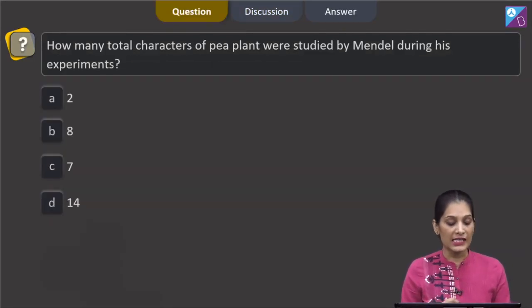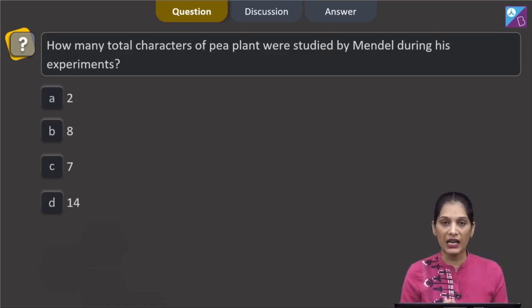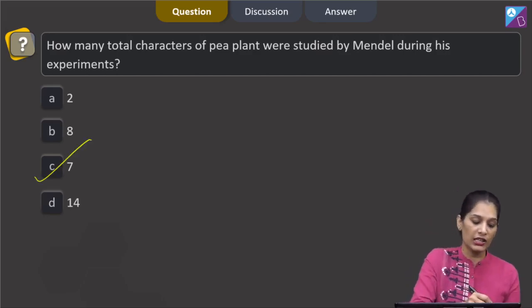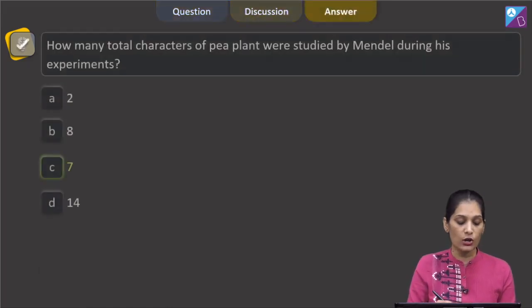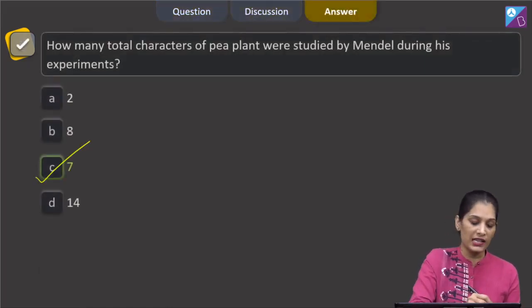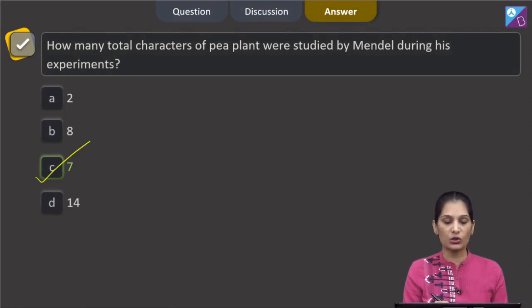This question says how many total characters of pea plant were studied by Mendel during his experiments. Mendel conducted various experiments on pea plant and he took 7 characters for his experiments in pea plant. So the correct option for the given question is option C, which says 7. Let's pick up the next question.